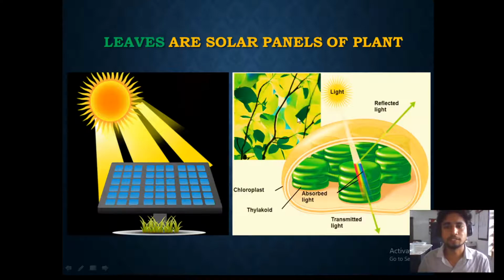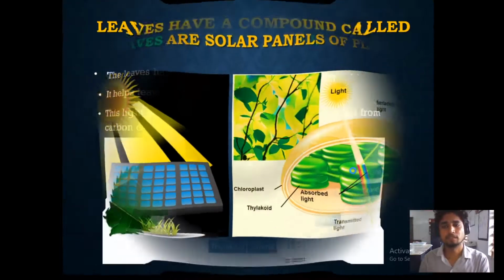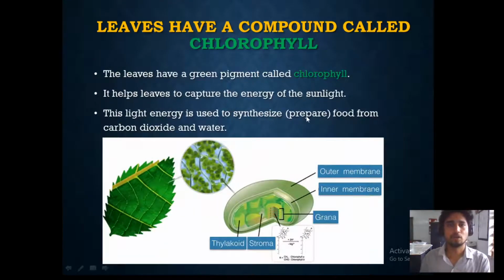In the same way, plants have the ability to capture the sunlight and use the sunlight energy to make it into chemical energy. Just like solar panels make solar energy into electrical energy, here also solar energy is made into chemical energy. This is the process of photosynthesis. So which part of the leaf helps to absorb that sunlight? To absorb that sunlight, they have a compound called chlorophyll.